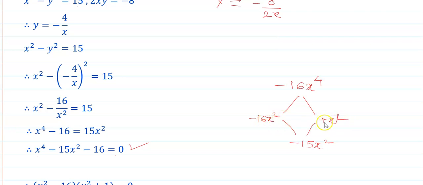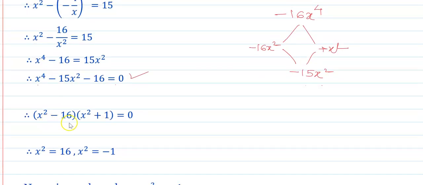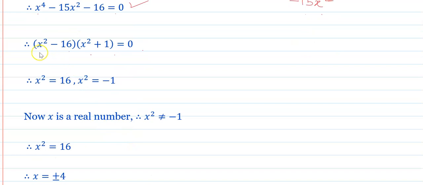Minus 16 x square plus x square means what? Minus 15 x square, and their product is minus 16 x raised to 4. Therefore the factors are: x square minus 16, and in the second bracket x square plus 1, is equals to 0. Again x square minus 16 is equals to 0 means x square is equals to 16, and x square plus 1 is equals to 0 means what? x square is equals to minus 1.